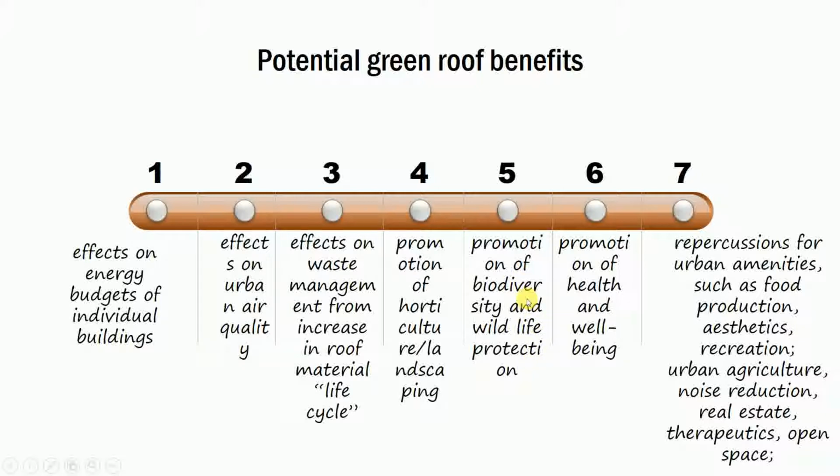I mean, when there is green, there are some animals, some biodiversity. This is a place for habitation of animals, and promotion of health and well-being. Definitely, green makes good health. Okay, and repercussions for urban amenities such as food production. Definitely, it makes food, aesthetics, recreation, urban agriculture, noise reduction, real estate, therapeutics, and open space.